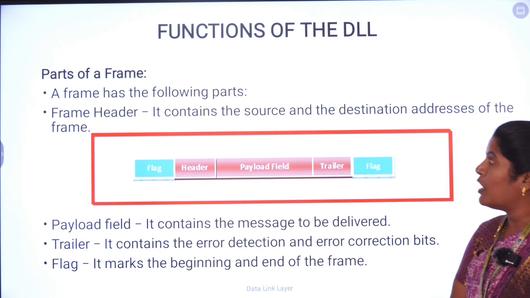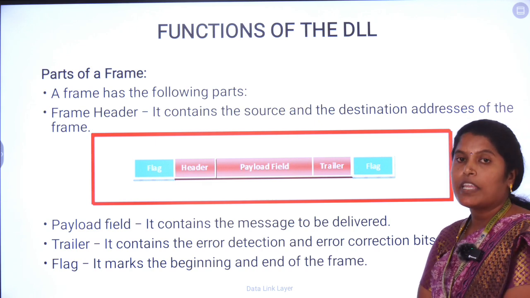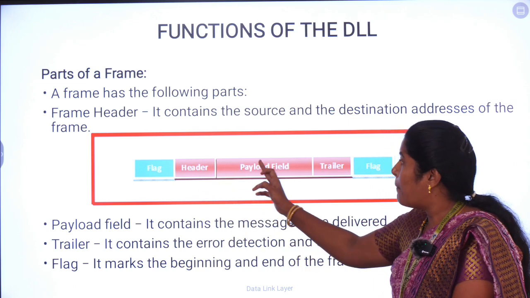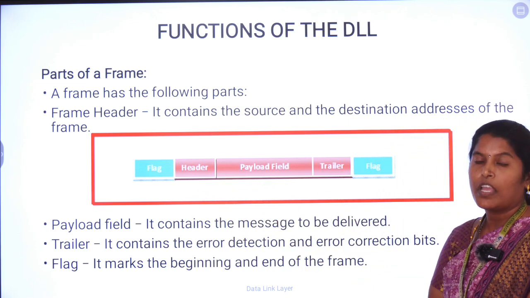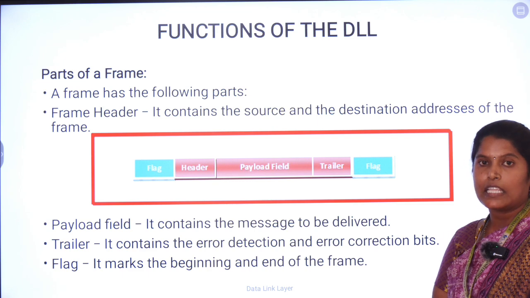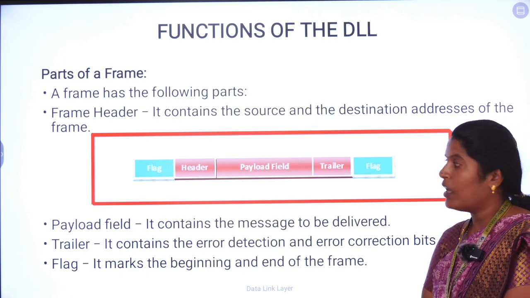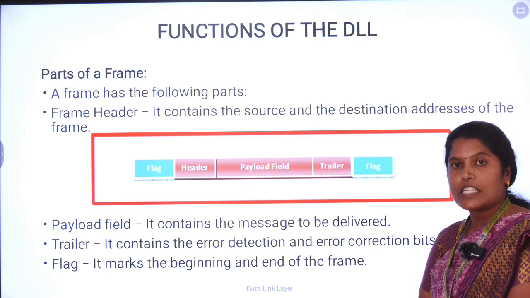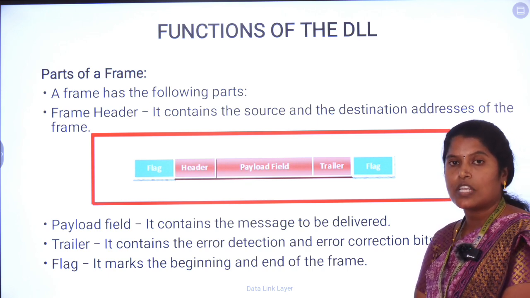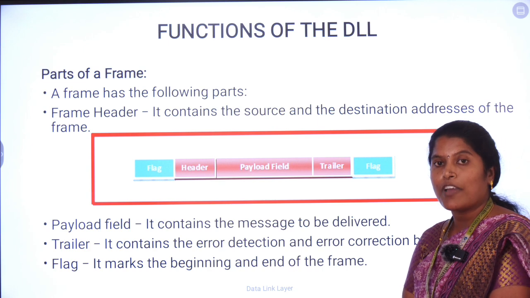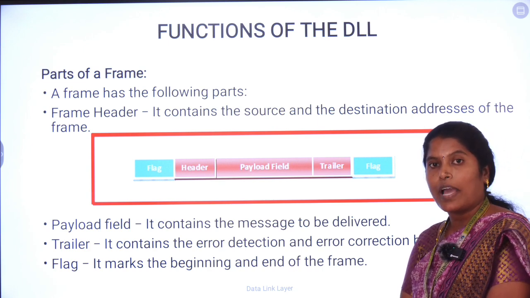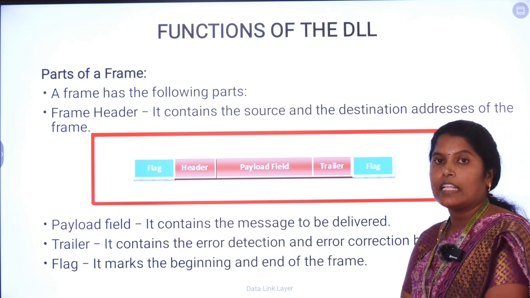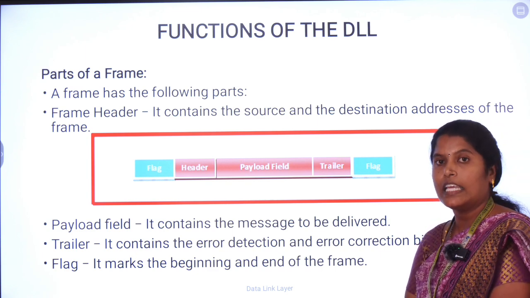Next, let us discuss about the parts of a frame. So each frame consists of 4 parts such as flag field, header field, payload field, and the trailer field. Flag field is used to indicate the start and the end of a frame. Header field contains the source address and the destination address. It is essential to add the source address and the destination address because it has to know from where the packets has to be picked and to where the packet has to be sent. Payload field consists of the original data that has been transmitted between the sender and the receiver.